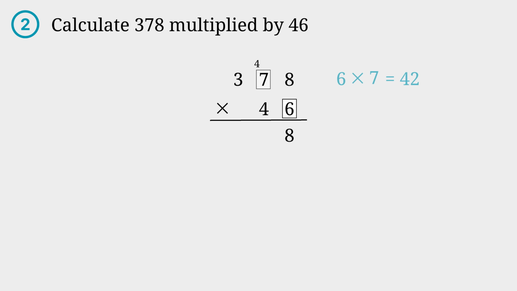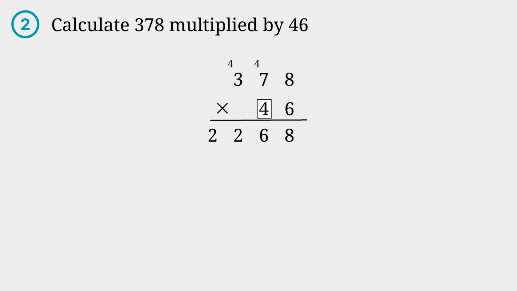6 times 7 is 42, and add the small 4 to 42 to give you 46. Write the 6 down under the line and write the small 4 at the 3. 6 times 3 is 18, plus the small 4, which will give you 22. Now you can write the two 2's both under the line. Move on to the 4.